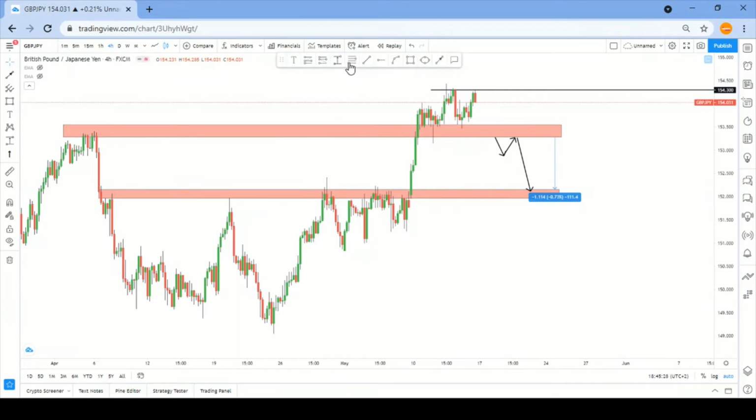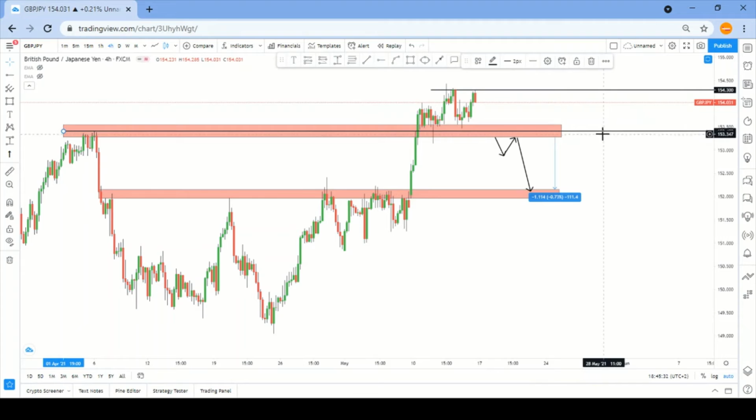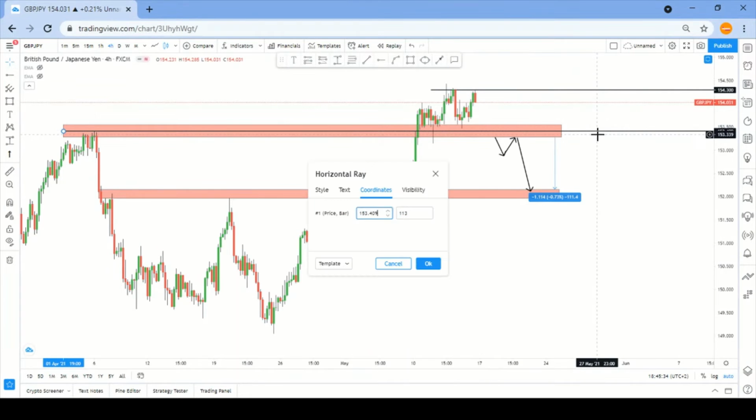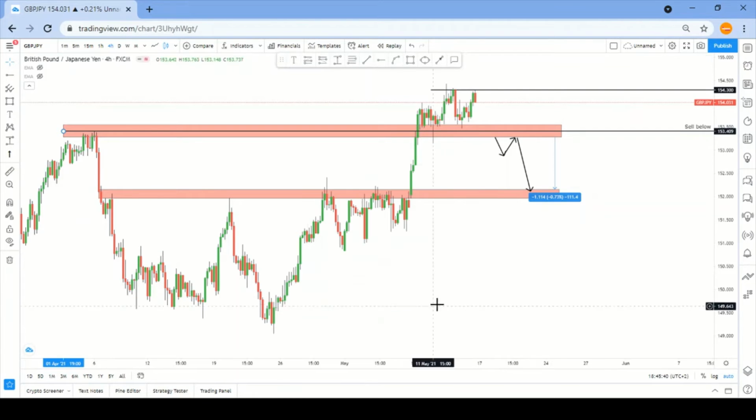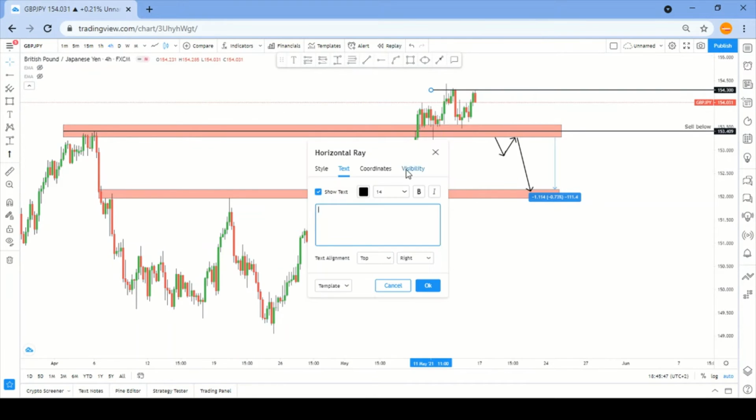If I look to the left, I'm going to use this horizontal line. I'm going to pop it in there. And I'm going to say sell below, with text, sell below. Right, and do that with all the other pairs, but I'm trying to do it now. And this one, I just say buy above.